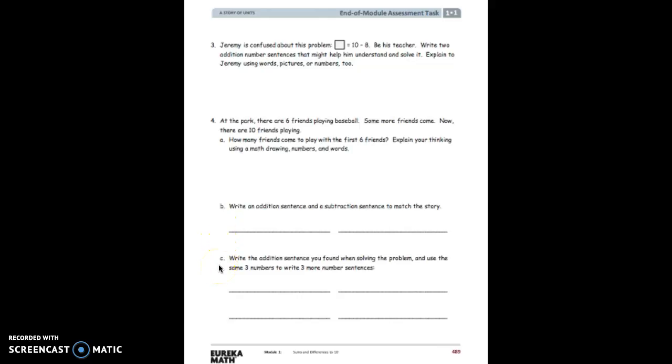Welcome back. Letter C. Write the addition sentence you found when solving the problem, and use the same 3 numbers to write 3 more number sentences or related facts. Don't forget, boys and girls, if you can't remember what I said or you're not sure how to read these numbers to yourself, please just rewind it so that you can go back and listen again.